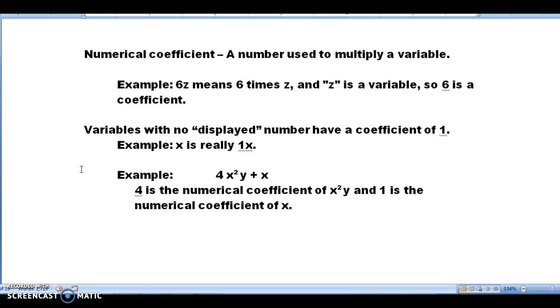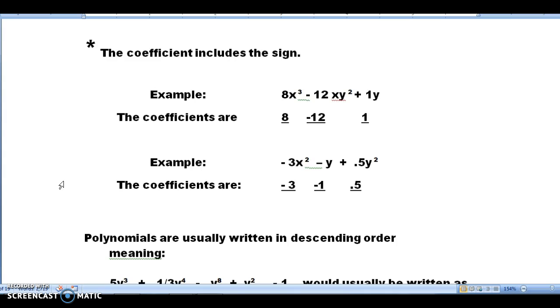In the example that we have here of 4x to the 2nd y plus x, 4 is the numerical coefficient of the x squared y, and 1 is the numerical coefficient of the x. Going on to page 3 then, again, the coefficient does include the sign, so of our example that we have here, 8 is the coefficient of the x to the 3rd power. Negative 12 is the coefficient of xy squared, and 1 is the coefficient of y. If the negative isn't there, it is a plus sign, and you might want to put the plus sign with it.